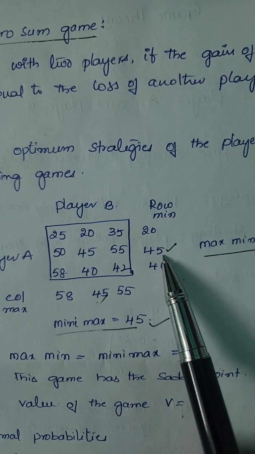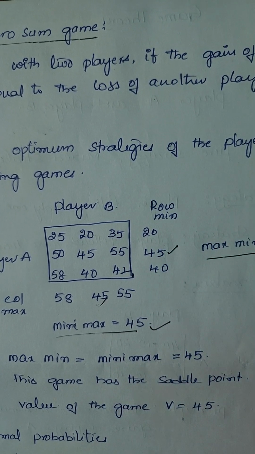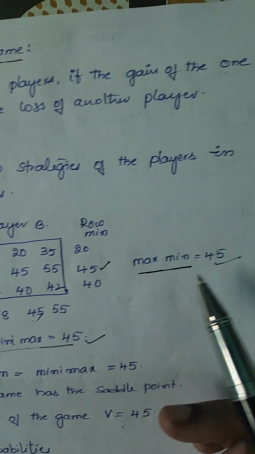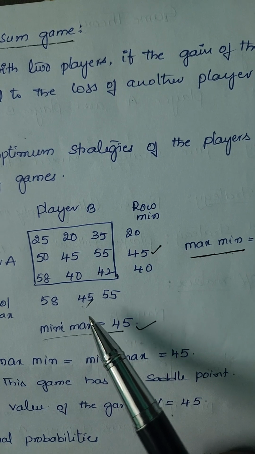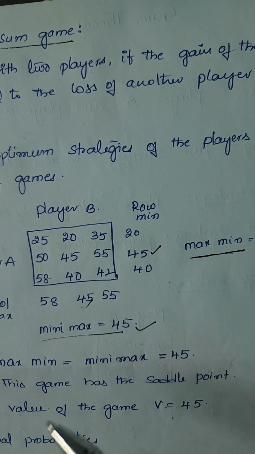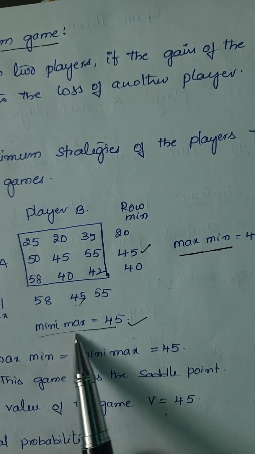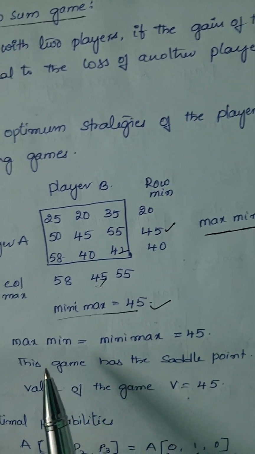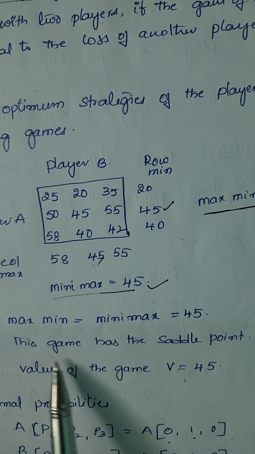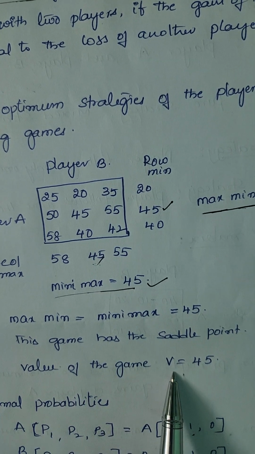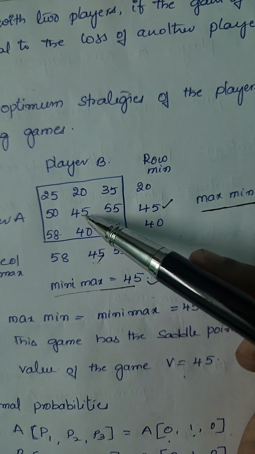From the row minimum values, we find the maximum value: maximin. So maximin is equal to 45. From the column maximum values, we find the minimum value. Here 45 is the minimum value, so minimax is equal to 45. So by this principle, maximin is equal to minimax is equal to 45. So this game has a saddle point and the value of the game is 45. This value occurs here.